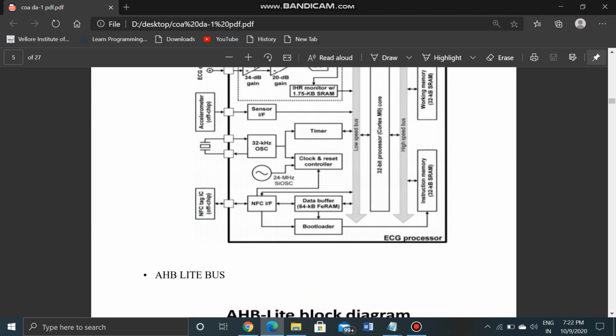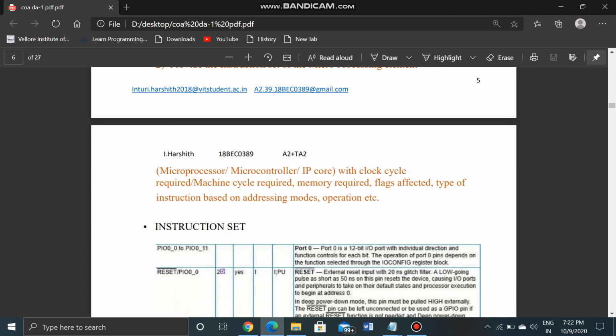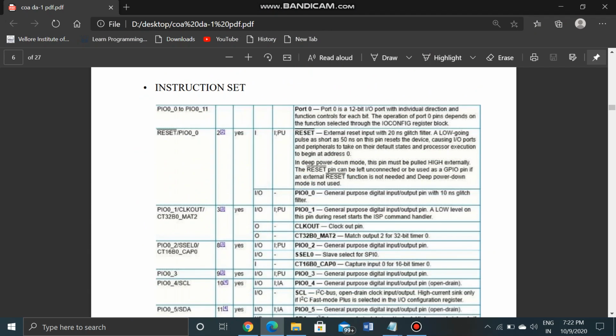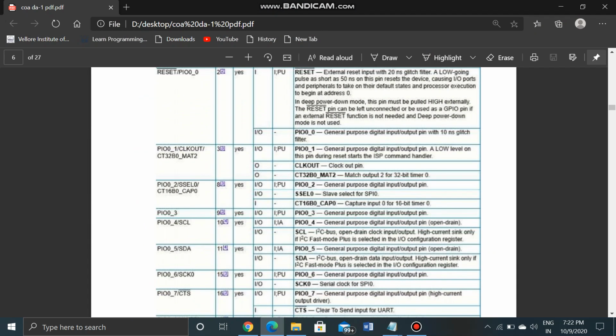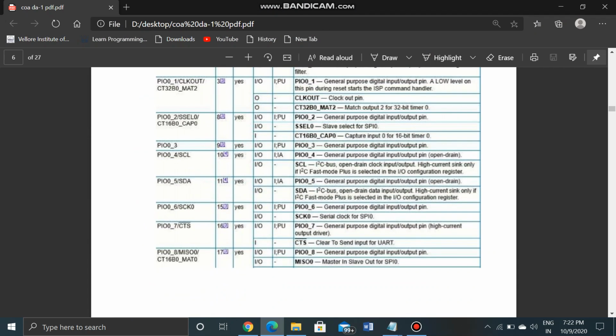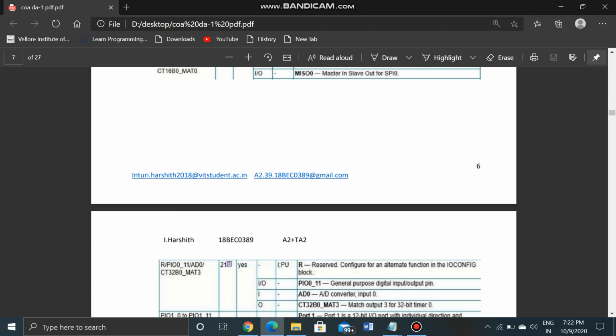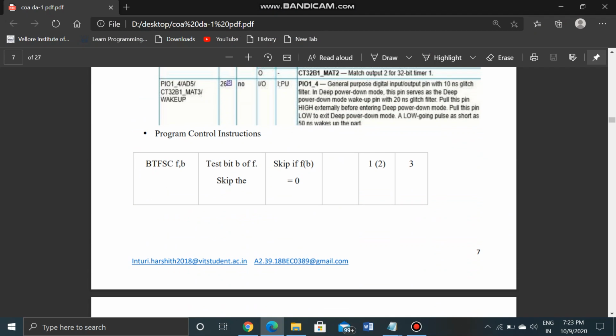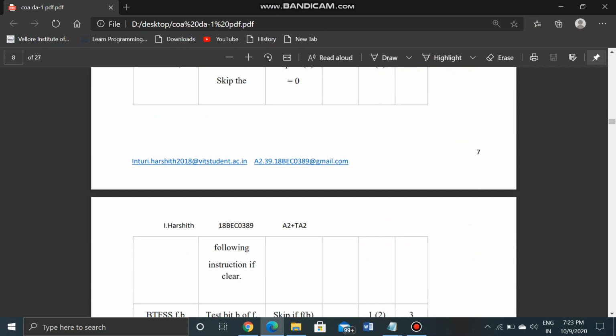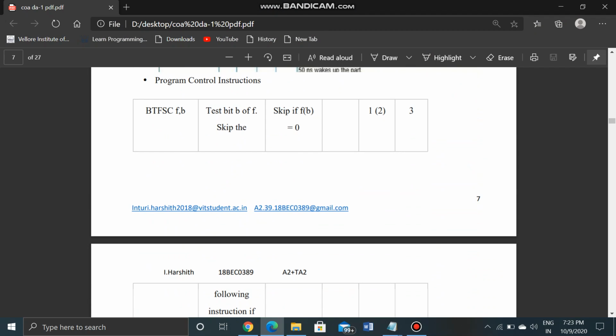The next question is about the instruction set of the microcontroller. This instruction set is available on the Philips website. You can download this instruction set by typing the microcontroller name. The complete instruction set will be available on the Philips website under the NXP section. I will be explaining the program control instructions. These contain some basic program control instructions which are similar to every microcontroller, though there will be some instructions which differ compared to other microcontrollers.